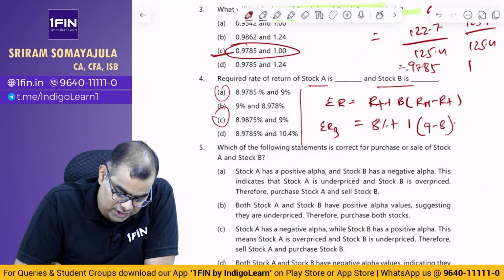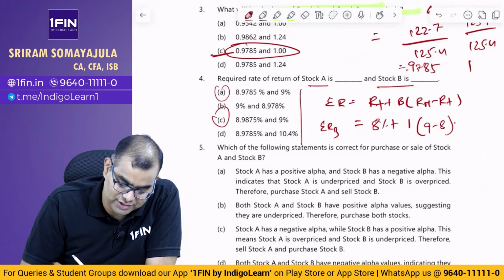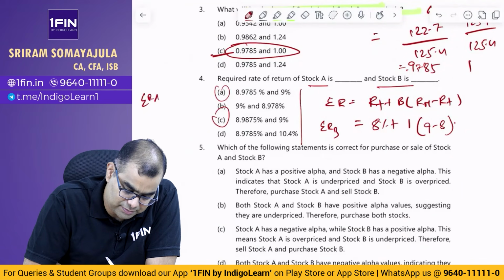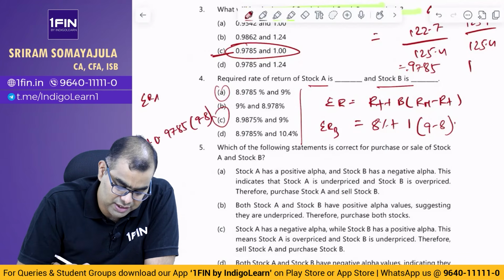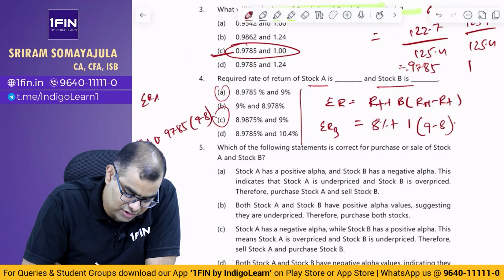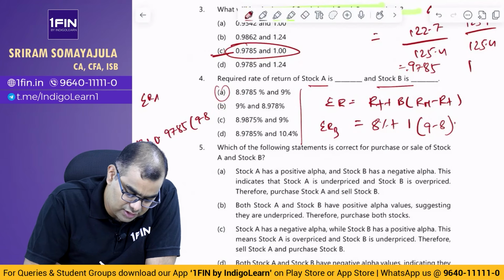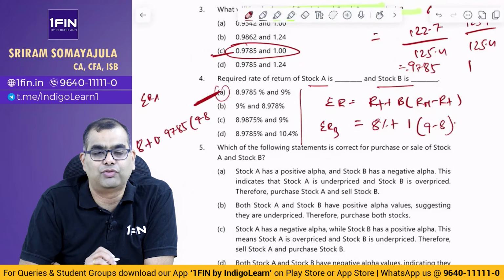Now we have to figure out 9785 or 9875, so you have to necessarily do both of them. Expected return of A is equal to 8 plus 0.9785 into 9 minus 8. So this will be 8.9785. So the answer will be A. Correct answer is A for question number 4.